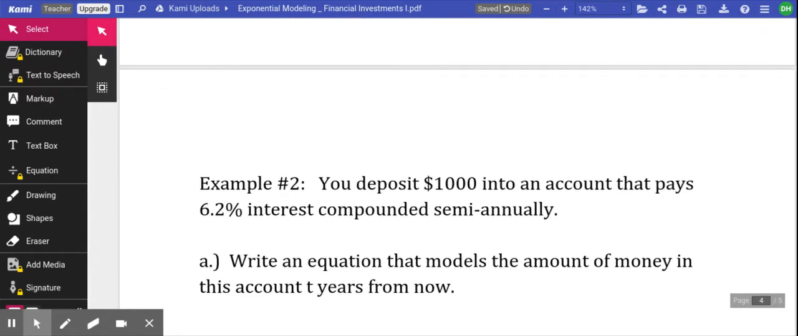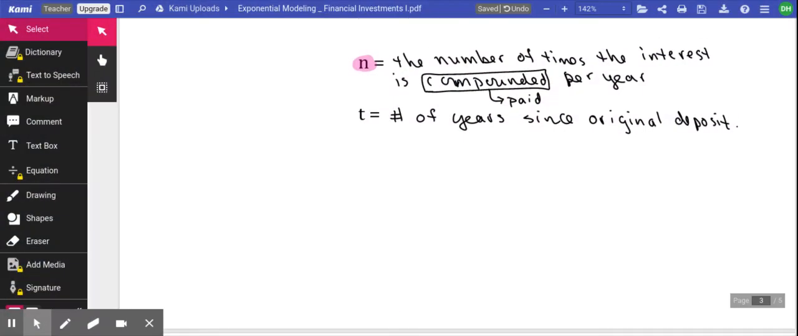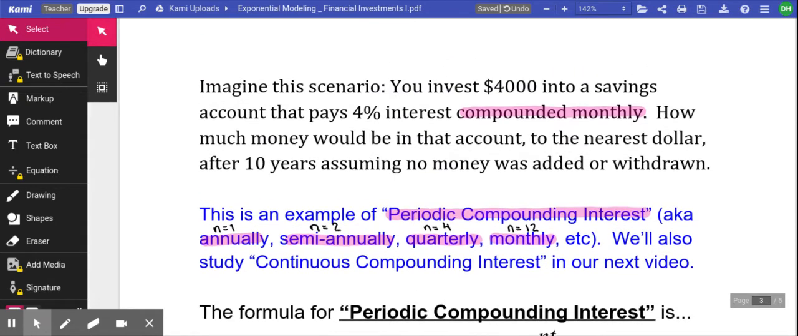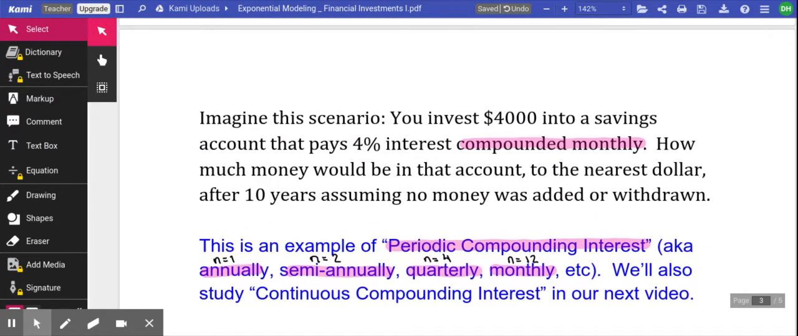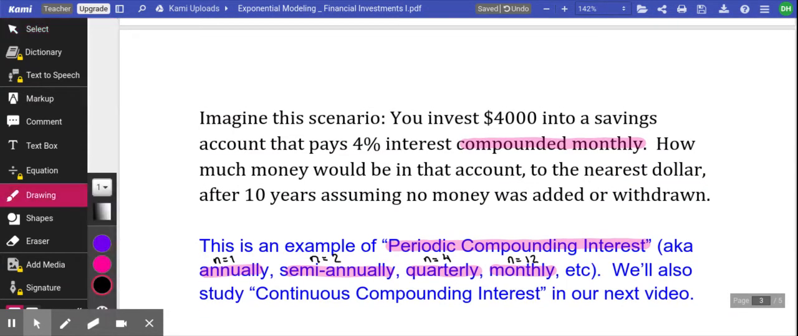All right, so let's see if we can make some sense out of this. So let's see if we can finish this first example. I'm sorry, I'm scrolling all over the place. So we invested $4,000, okay? So let's say the amount of money I have in my account is equal to $4,000. And we're going to do 1 plus R, written as a decimal, divided by 12 raised to the 12t.